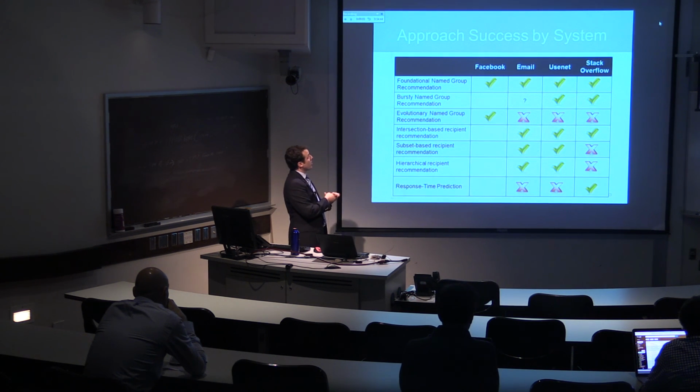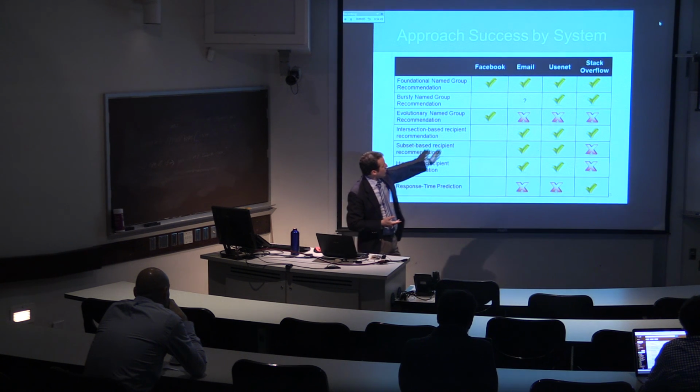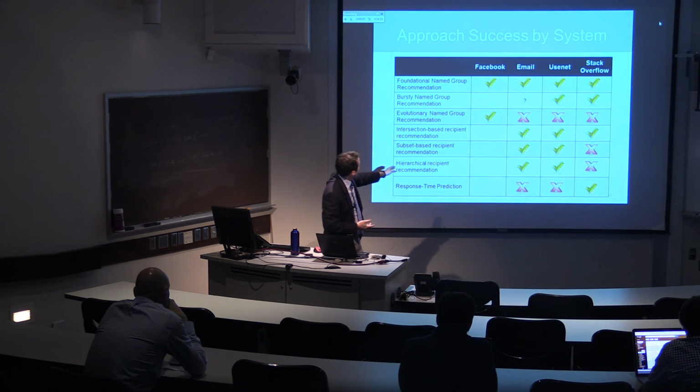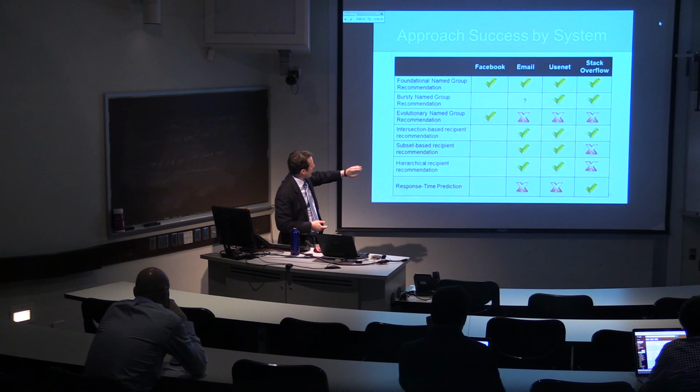We also can sort our approaches in terms of a design space, where the columns are systems that we've tested our approach in, and the rows are approaches that we've used.